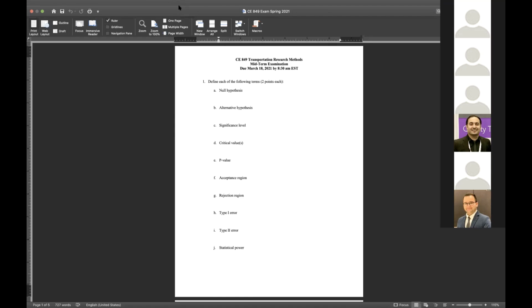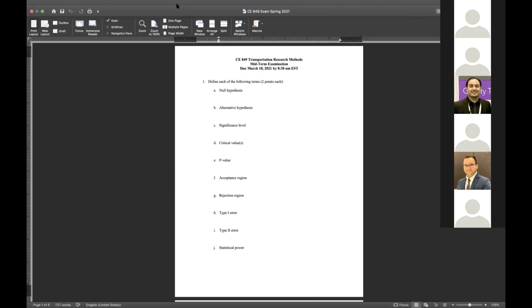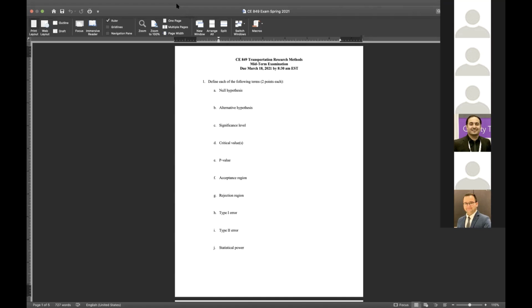Okay, the acceptance region is the boundary in the test distribution where we cannot reject the null. Sorry. And then the rejection region is the boundary in the test distribution where we can reject the null. Right. So both of those are characterizing specific areas of the distribution of the test statistic that we're working with.